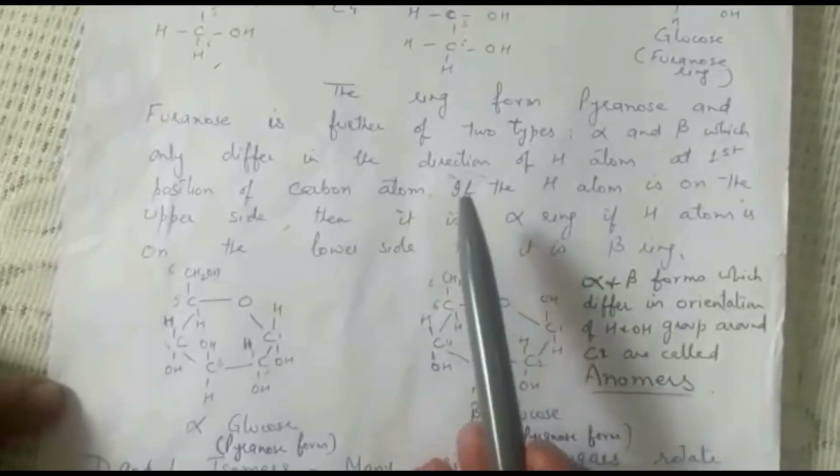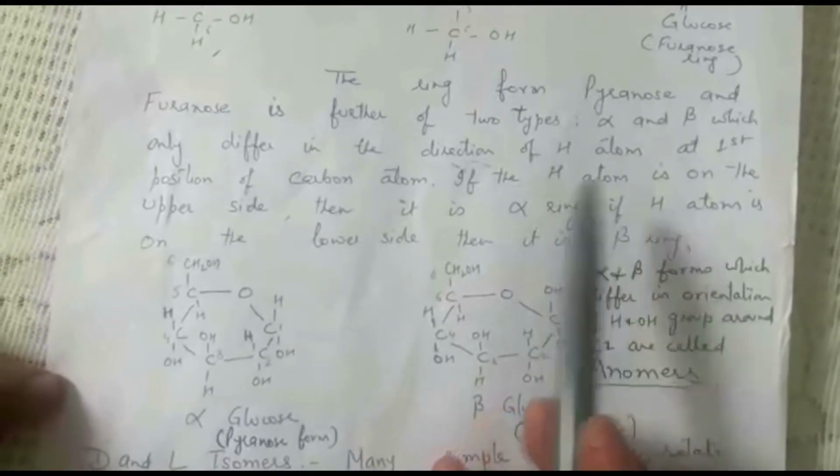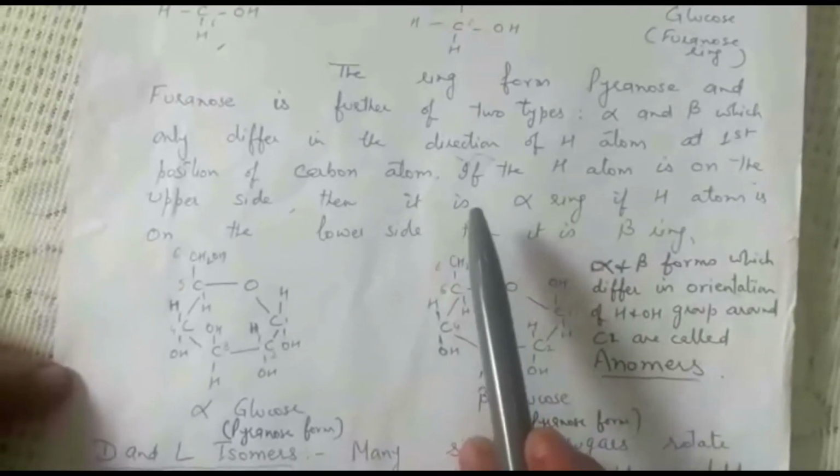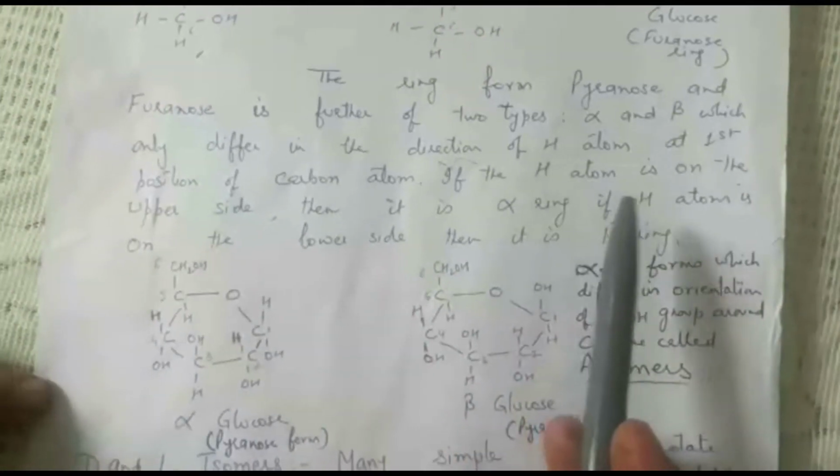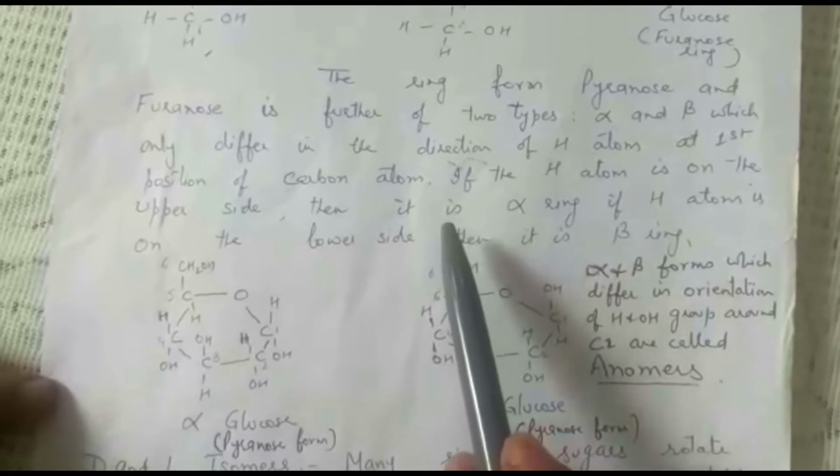We were studying monosaccharides. We have already covered how pyranose and furanose rings are formed from the open chain form of glucose. Now the ring forms, that is pyranose and furanose, are further of two types, alpha type and beta type. They differ in the orientation of hydrogen and hydroxyl group at carbon atom 1.